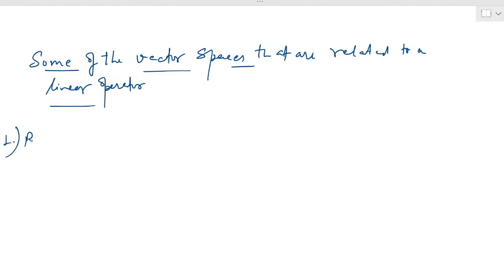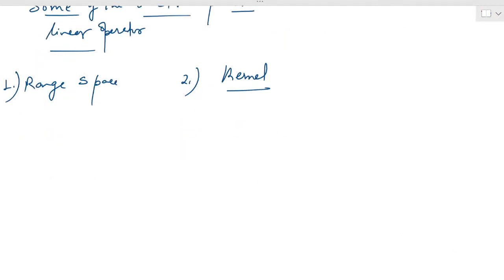The first one is called the range space. The other one is called the kernel, and we are going to see it is also called the null space. Okay, so one is called the range space, another one is called the null space. I'll stick to the word kernel first. Let us first stick to the range. What is range?